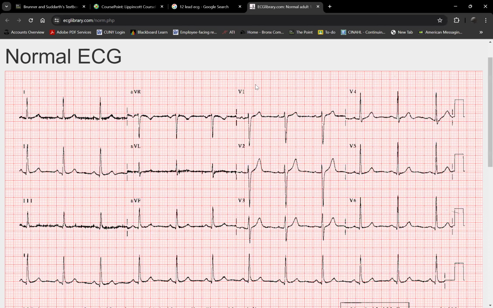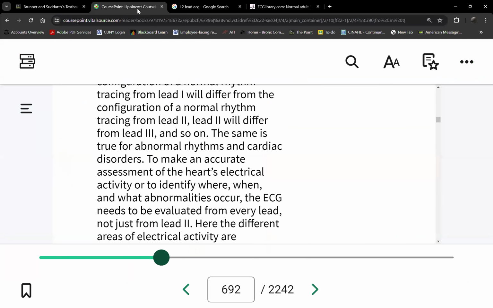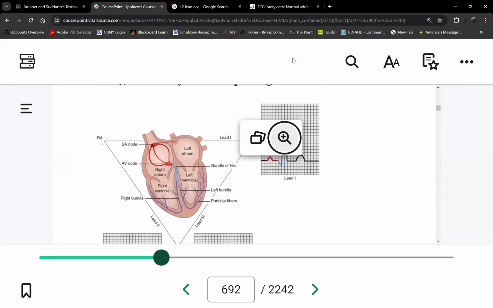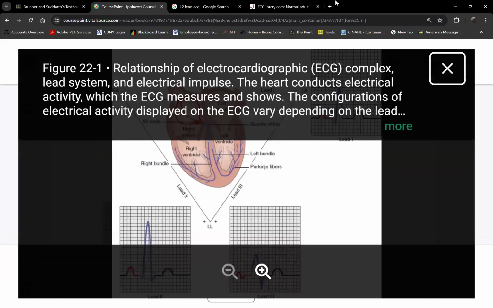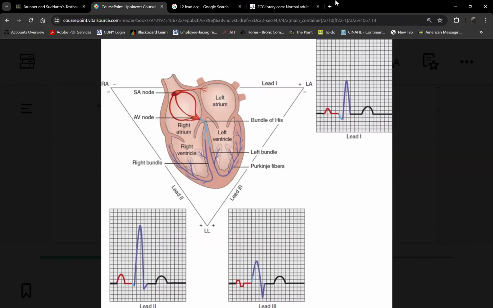Now, most of the leads shown in your textbook come from lead 2. Now, look again at our illustration here. So why lead 2? Because which one is going in the same pathway as the electrical conduction? Lead 1, 2, 3, or right arm, left leg, which one? It's lead 2. Okay, so lead 2 is the same direction as the electrical conduction pathway. So most leads you'll see in your textbooks come from lead 2.